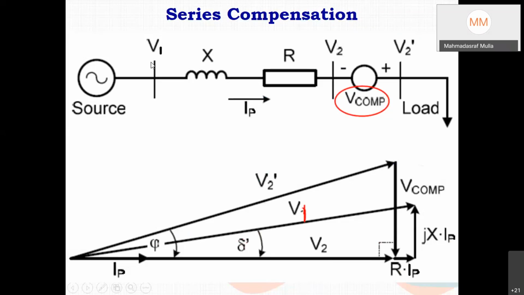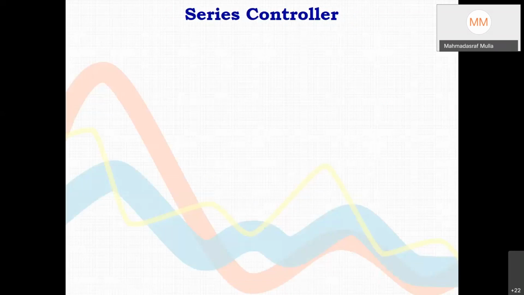And what is the sending end voltage? To V2 we add the resistance drop plus j times the reactance drop, so that is our sending end voltage. Here, if you check the magnitude of V2 dash, what the load is actually getting, that magnitude has increased. It is more compared to what V2 would have been in the absence of this series injection. So this is how via series injection we can also compensate voltage quality problems.